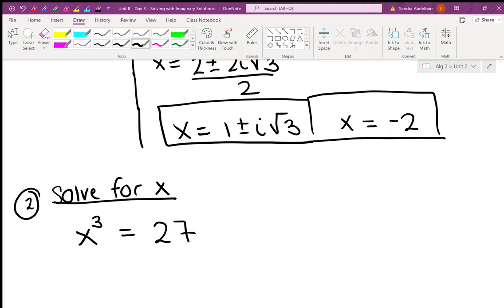How many solutions do I need here? Three. I need three solutions. Can I just take the cubed root of both sides? That will give you one of the three solutions, but then you're still missing two.